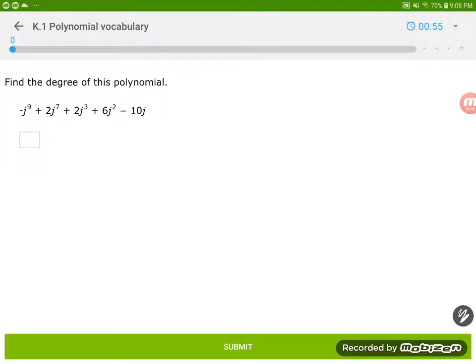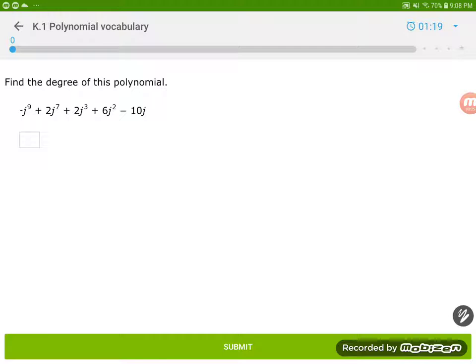Hey guys, in this video we're going to be going over IXL section K.1 underneath the Algebra 2 section. This topic is polynomial vocabulary, so we're going to be discussing some of the names and terms of things regarding polynomials. Our first question is to find the degree of this polynomial.